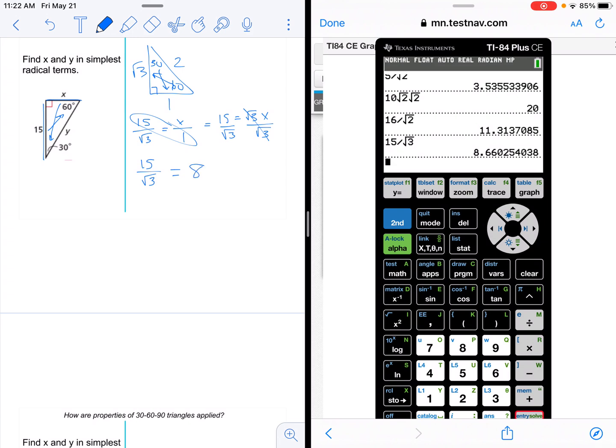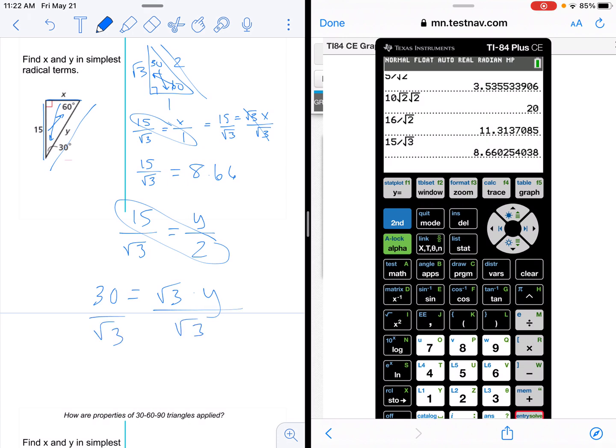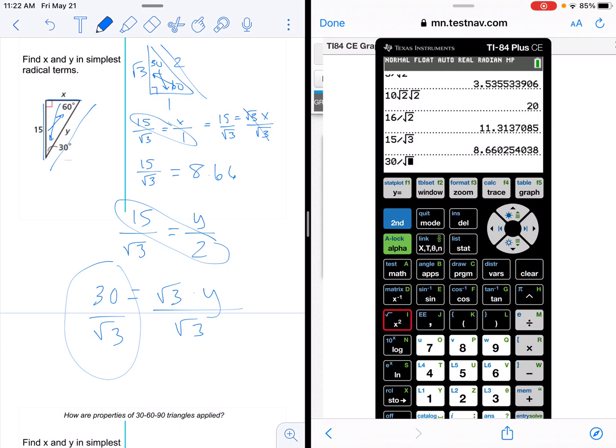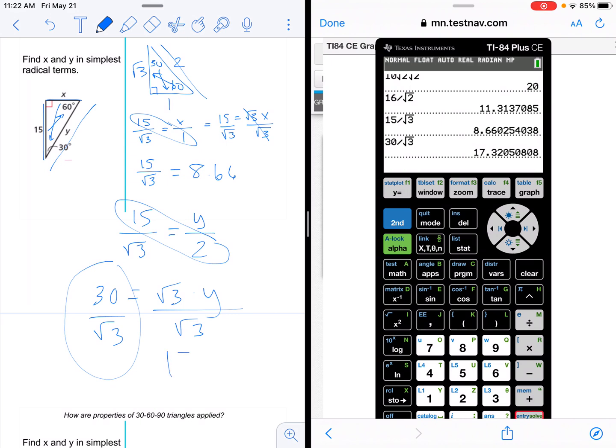Which is 8.66. To find y, I can do 15 over the square root of 3 equals y over 2. Y is the hypotenuse, 2 is the hypotenuse. So I multiply these, I get 30, square root of 3 times y, divide by the square root of 3 to get y alone. I can leave my answer like that, or, 30 divided by the square root of 3 is 17.3.